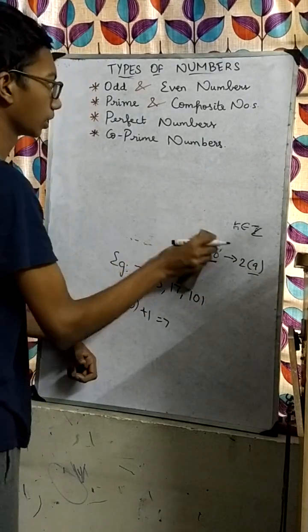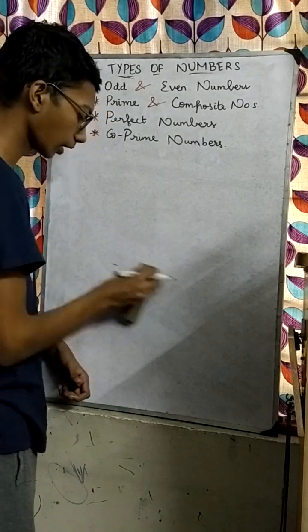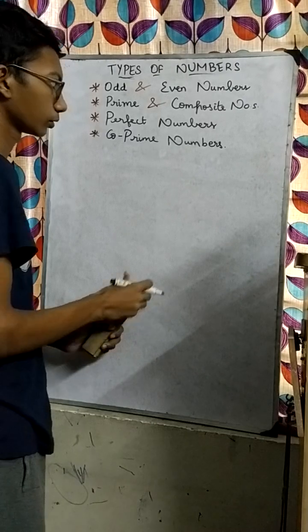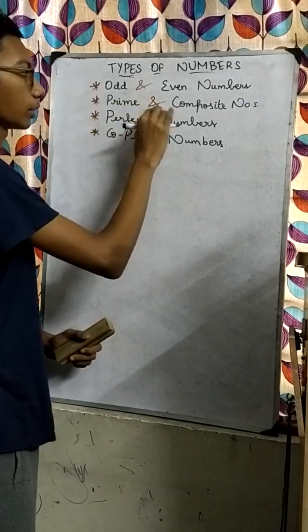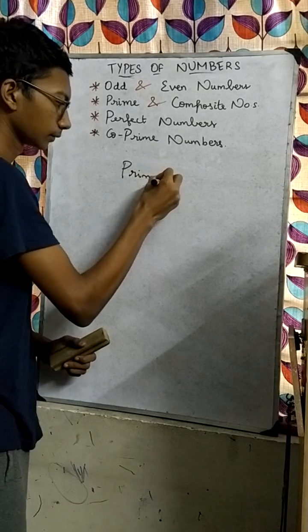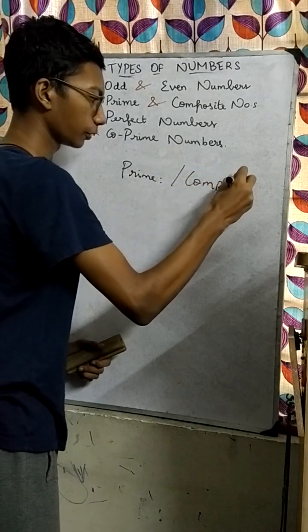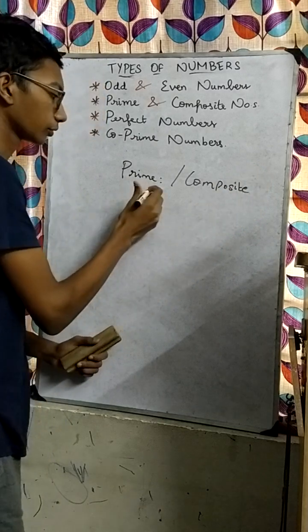The next numbers we have are prime and composite numbers. These numbers will be very helpful in finding whether a number is prime or not. Again, prime and composite numbers are opposites of each other. So let's start with prime numbers.